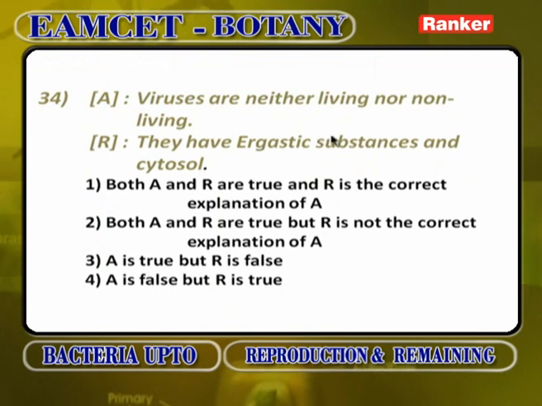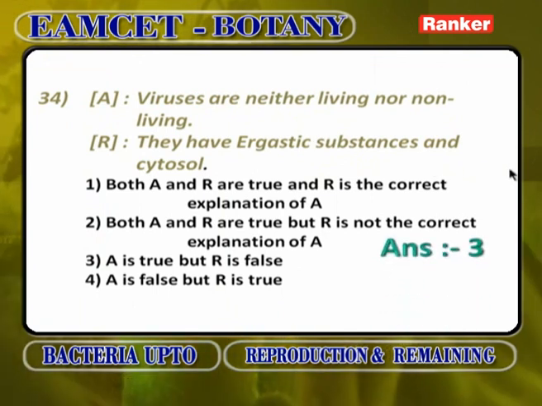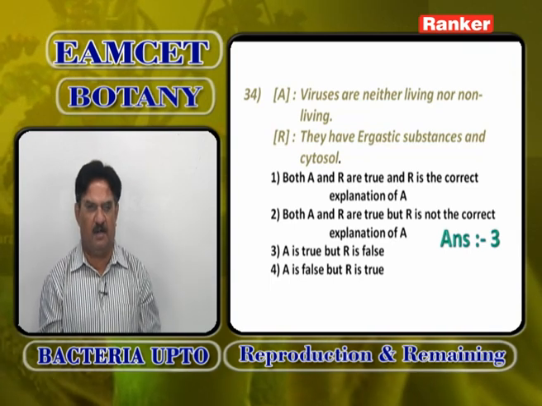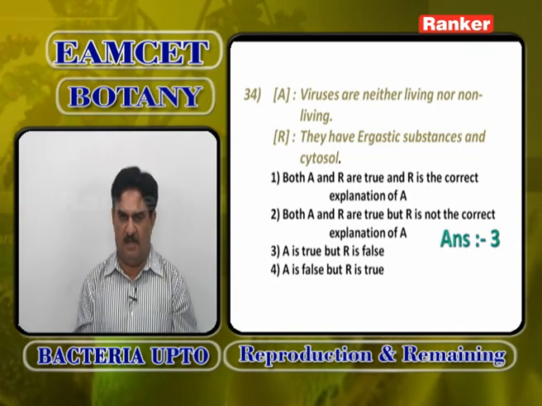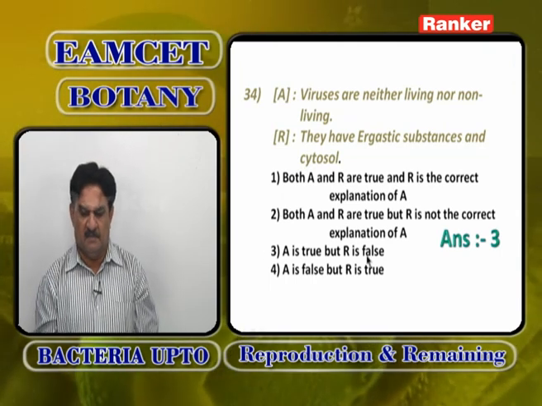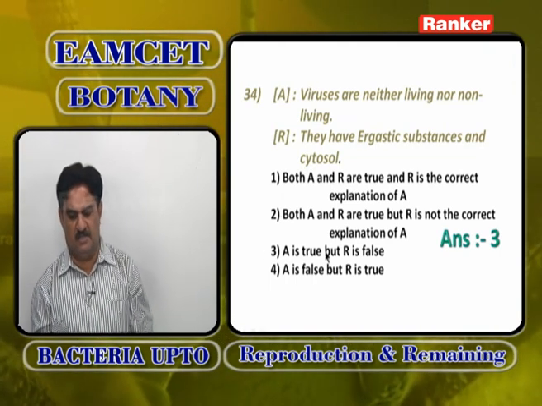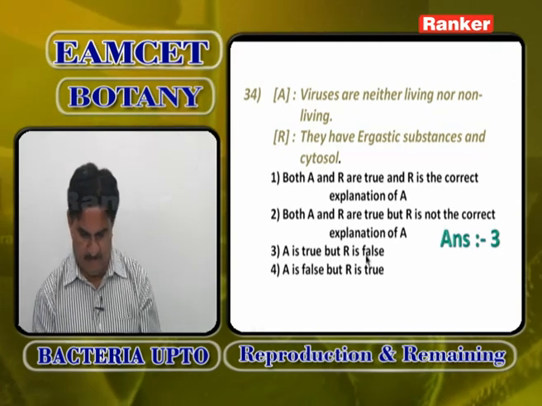Viruses are neither living nor non-living. Outside the host they are non-living, inside the host they are living and infectious. So, that is correct. They have ergastic substances and cytosol is completely wrong. Protoplasm itself is not there. How come cytoplasm is present and ergastic substances are present? So, A is true, R is false.